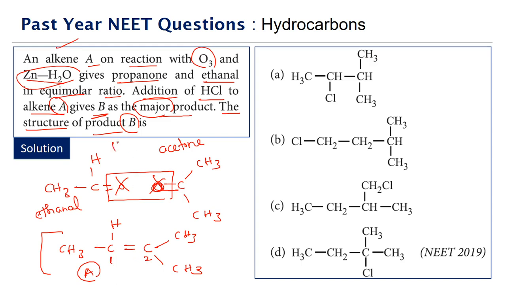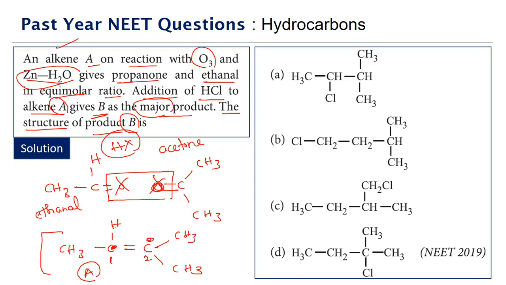Whenever we are adding HX, hydrogen goes to the carbon that already has more hydrogens. Rich gets richer. That is a common way of remembering it. Here carbon 1 has 1 hydrogen directly attached to it. Carbon 2 has no hydrogen attached to it. This means the hydrogen is going to go here, and the Cl will come to carbon 2.